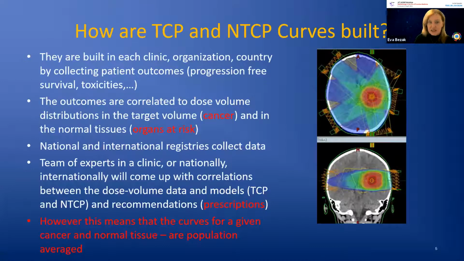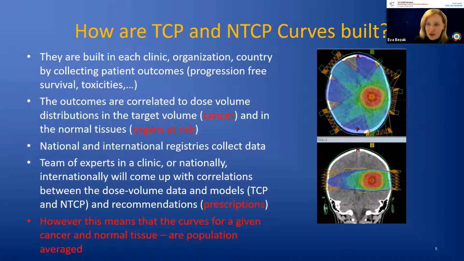So how are these TCP and NTCP curves built? It's not very simple. They are built in each clinic, organization with multiple clinics, or even a country by collecting patient outcomes. These outcomes include cancer-related outcomes, such as survival or progression-free survival, as well as side effects or toxicities. These outcomes then can be correlated to dose distribution in the target volume or cancer, as well as in surrounding healthy tissues or organs at risk.